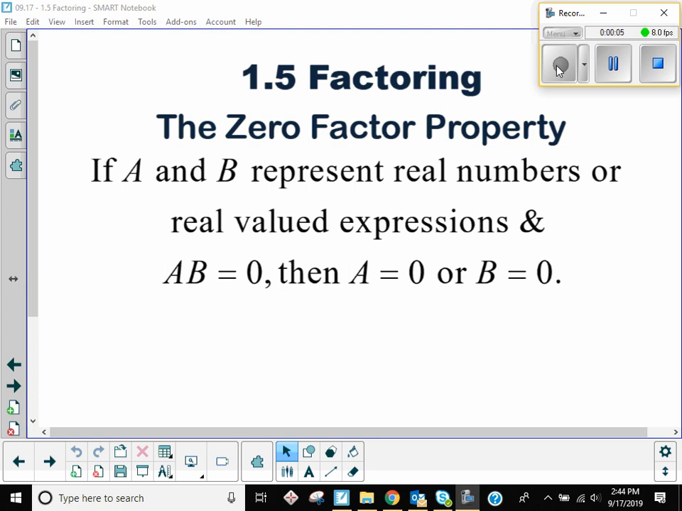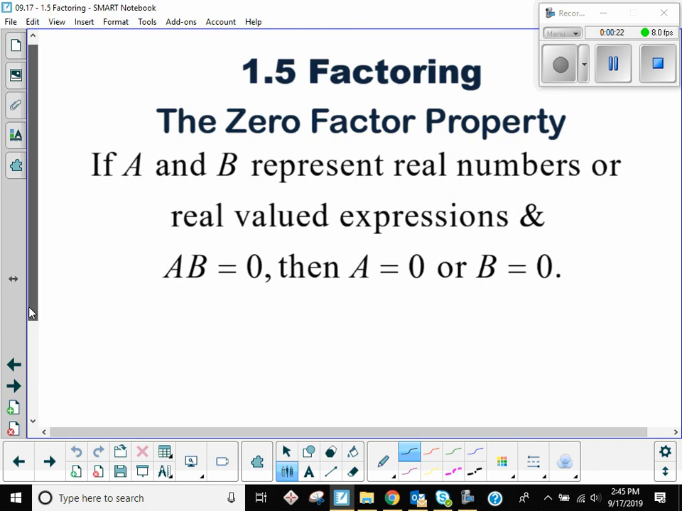To talk about what we mean by factoring. Factors are things that are being multiplied together. So if we want to solve a quadratic by factoring, we are just trying to rewrite it in a way where we have something times something.